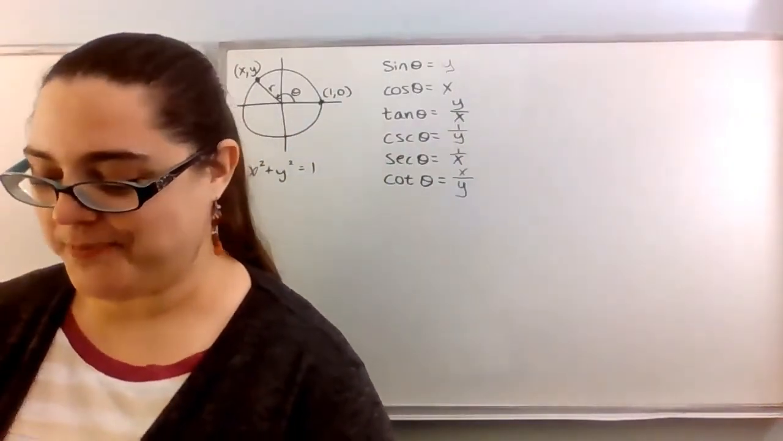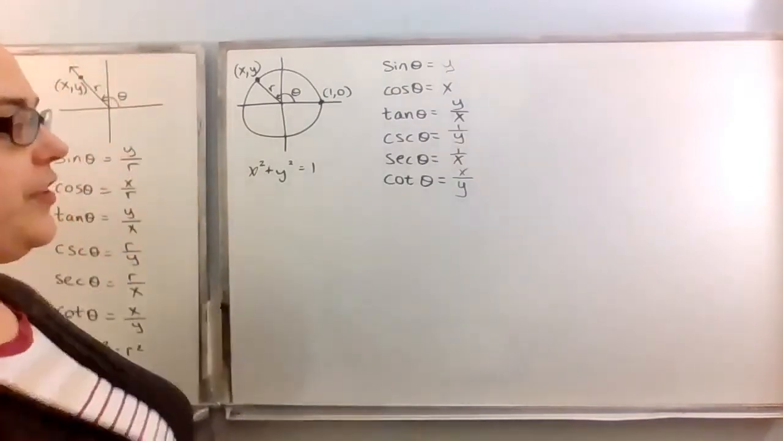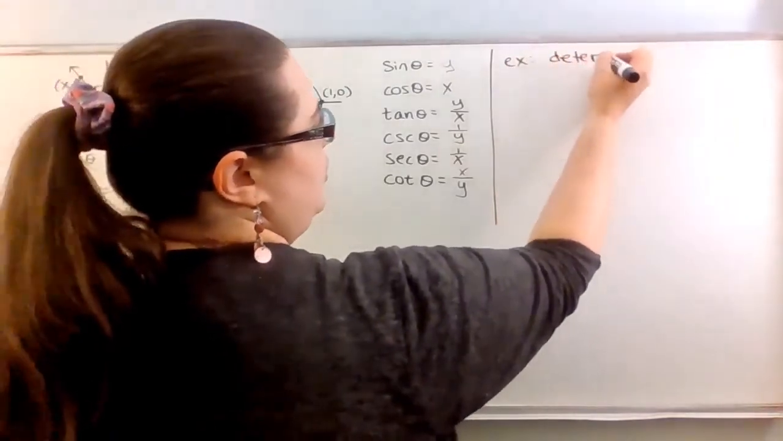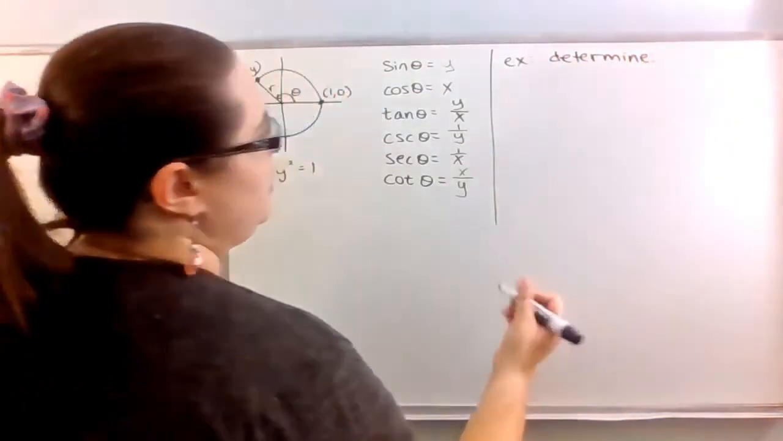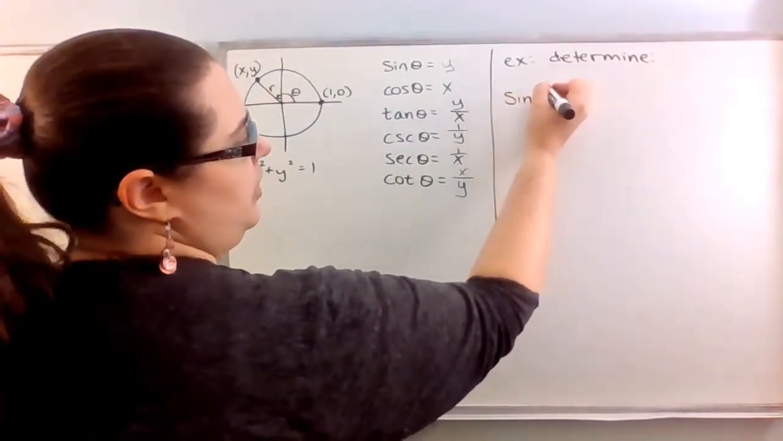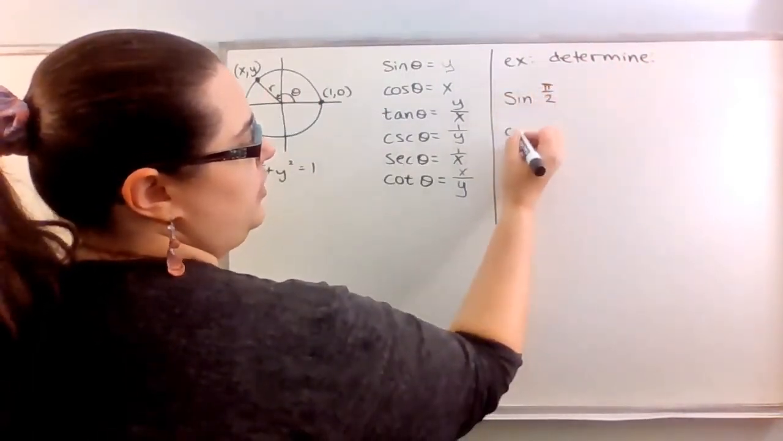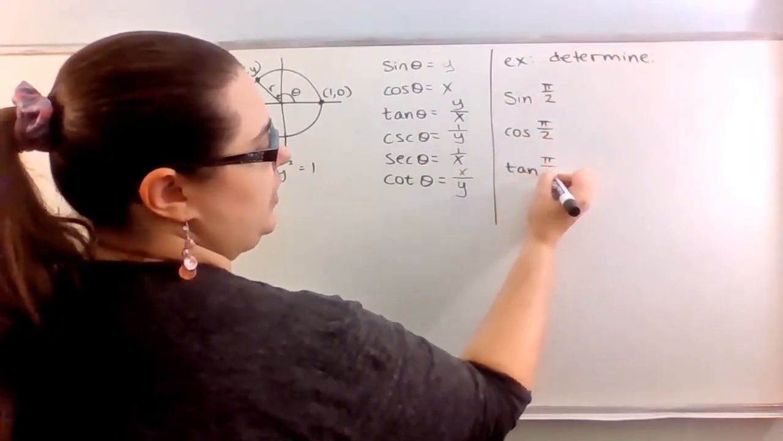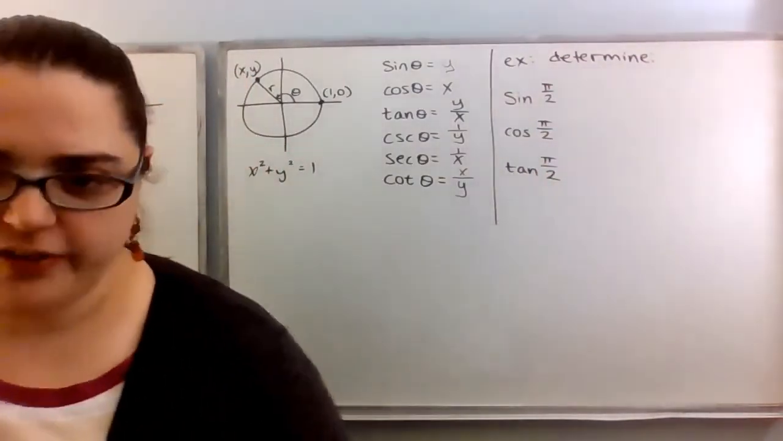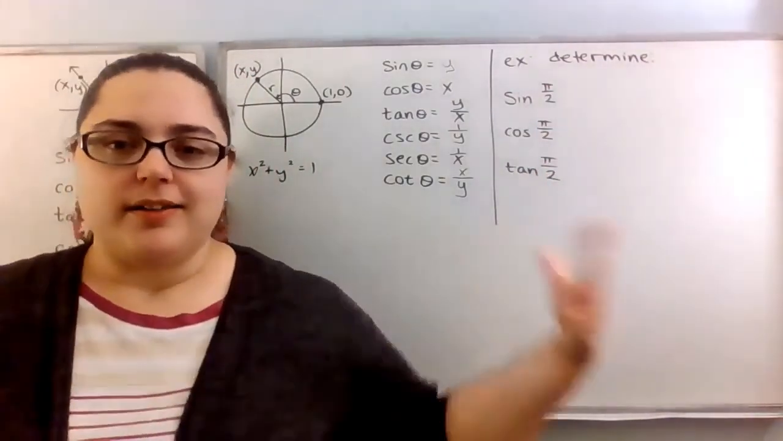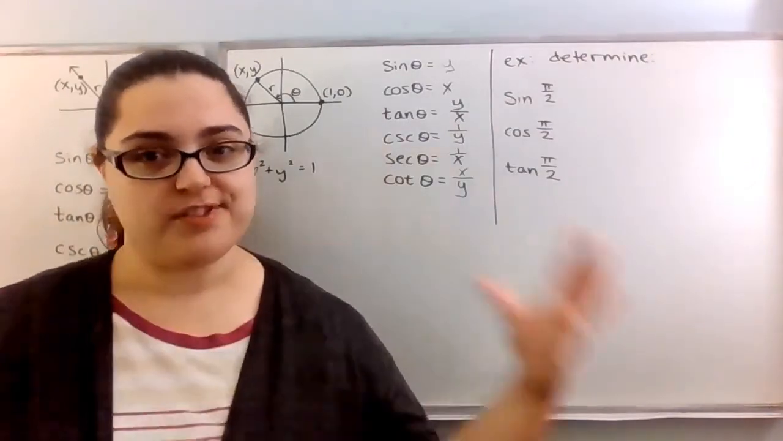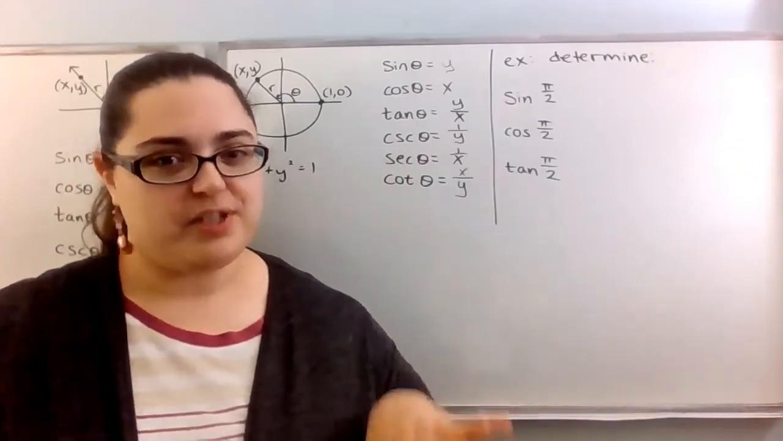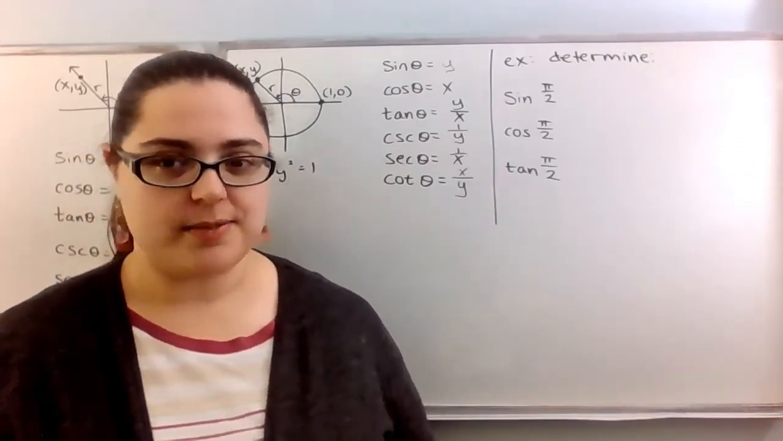Just pulling my example up here. Let's determine sine of pi halves radians, cosine of pi halves radians, and tangent of pi halves radians. So we'll find these three. Now, we are going to go through the unit circle in much greater detail in a video to come. So right now, we're just dipping our toe in the water, becoming accustomed to this.